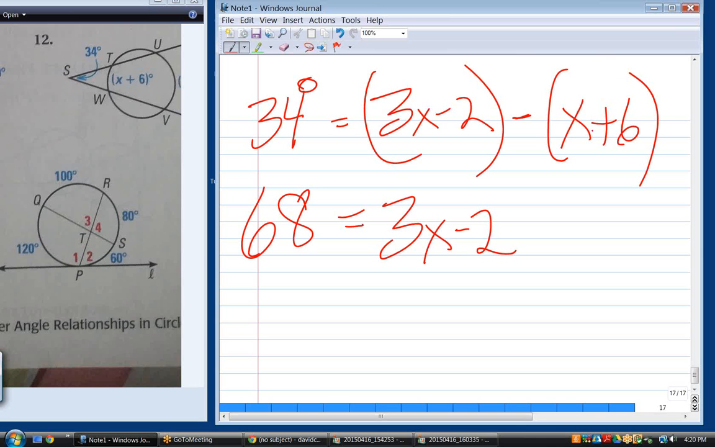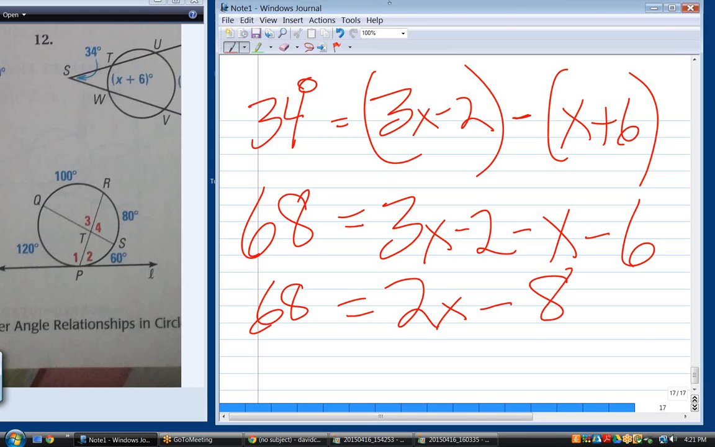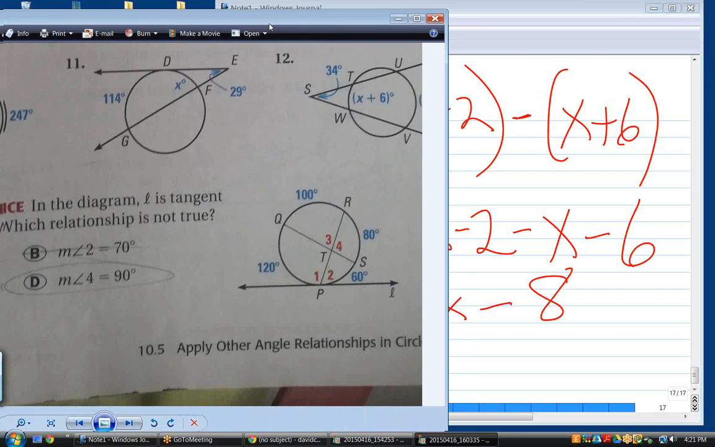Okay? But to remove the second set of parentheses, what do I get? You have to apply the negative to both of them, so it'd be negative 3x plus 2. Hold on, it's negative x minus 6. Oh, yeah, I did the wrong parentheses. It's okay. And then how does that simplify? It simplifies to 68 equals 2x minus 8. All right. I trust you know how to do the rest of it.